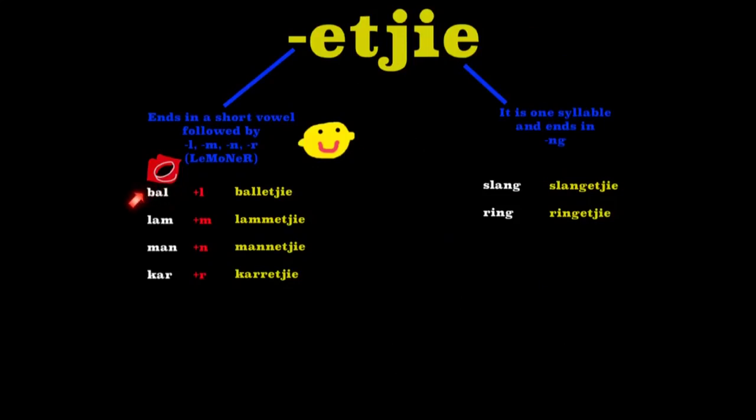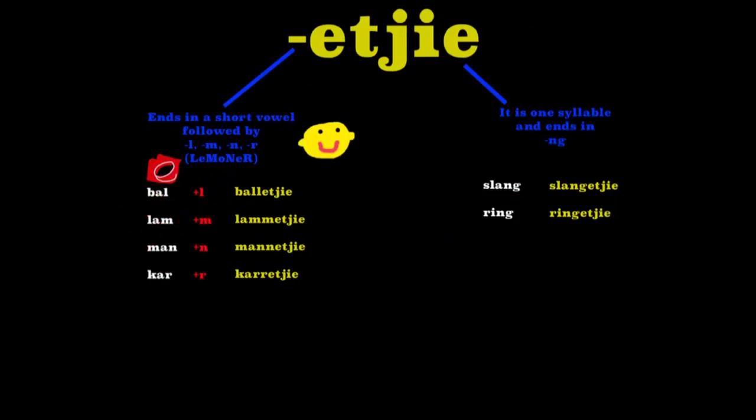So we have words like bal, lam, man, and kar. Now remember, because this is a short vowel and we're adding something that starts with a vowel, it's going to have the kissing catcher effect again. So for bal, we're going to have to add another consonant to protect this little vowel from getting kissed.